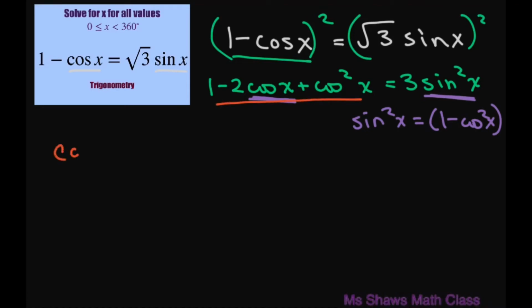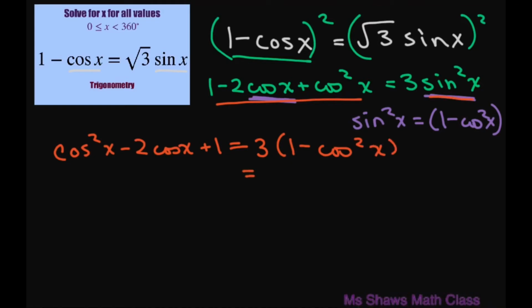This is going to be cosine squared of x minus 2 cosine of x plus 1 equals, now for this piece, this is going to be 3 times 1 minus cosine squared of x, substituting in my sine squared. That's going to be 3 minus 3 cosine squared of x.